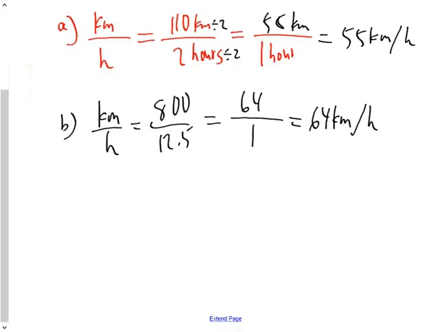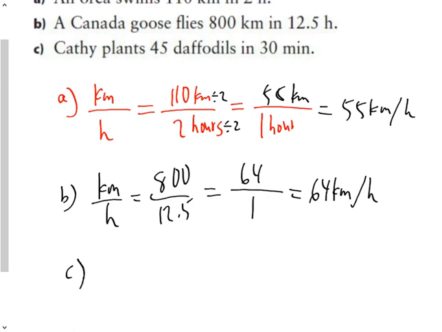And finally, the last one for Kathy. She plants 45 daffodils in 30 minutes, so 45 daffodils in 30 minutes. Now here we have a choice to make. Both can be unit rates. Did anyone go per minute? Find out how many daffodils she planted per minute.